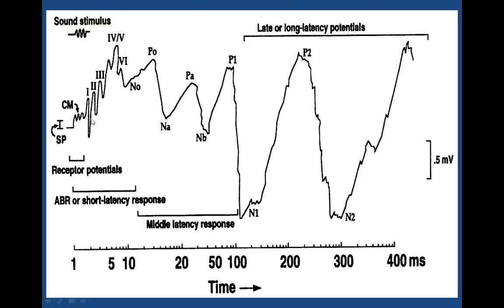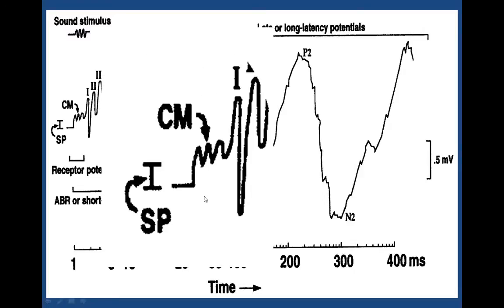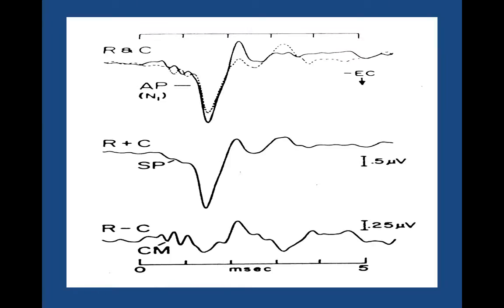ECochG really involves recording the components that represent the shortest of the short latency responses, or the earliest of the early latency responses, and those are the responses that occur within a time frame of anywhere from 1.5 to about 5 milliseconds following the onset of a stimulus. The components of interest generally include the cochlear microphonic, the cochlear summating potential, and the compound or whole nerve action potential of cranial nerve 8, or auditory nerve.